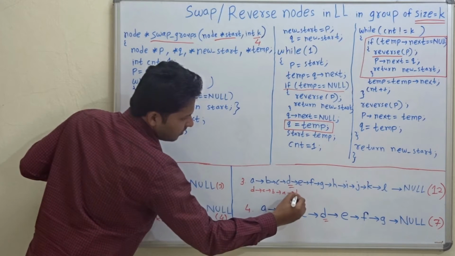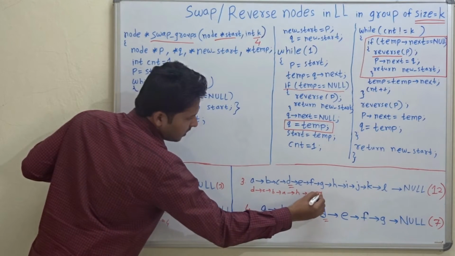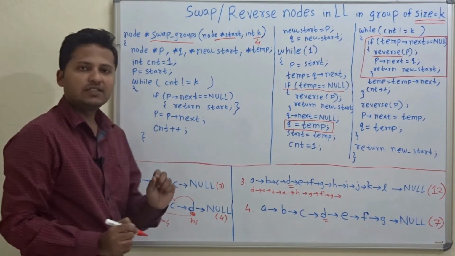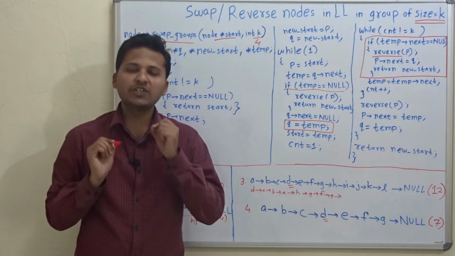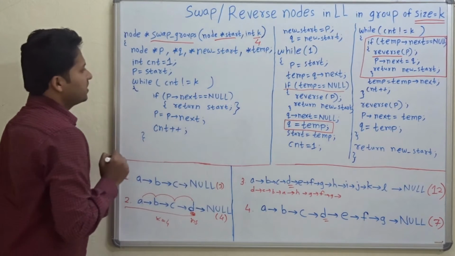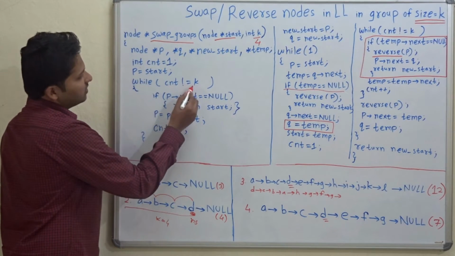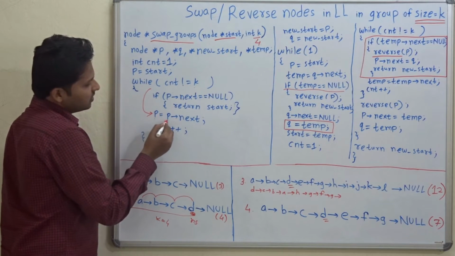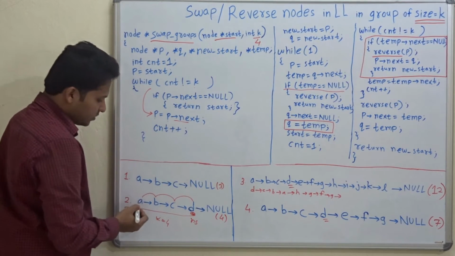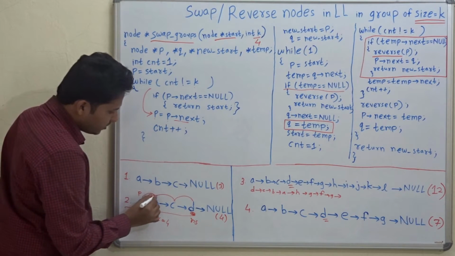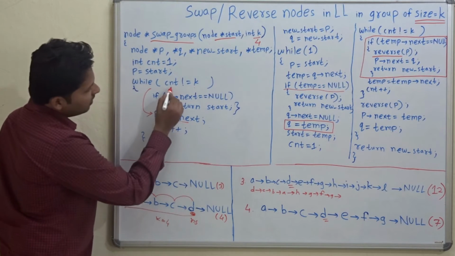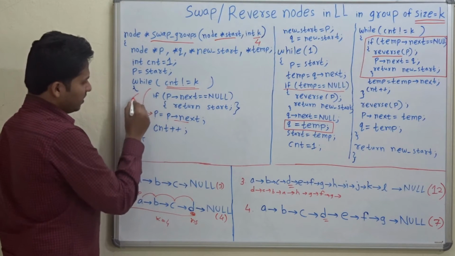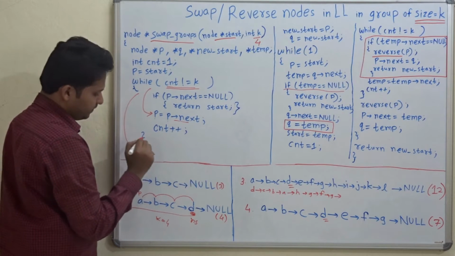In this case it will be H, G, F, E and further. Which is why it is very important to reach the kth node, so that we get the new start. This is what is done here. While counter is not equal to k, we do p equals p points next. So p will continue going to the next node till counter becomes equal to k. After it becomes equal to k, we come out of this while loop.